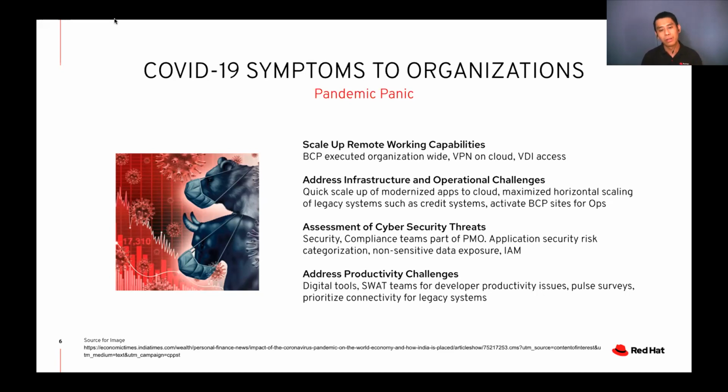Number one, BCP for ops was executed. There was a sudden demand for VDI and remote access because all of a sudden we were all working from home. We needed access to our systems in the office. IT ops still had to do day two manageability on the systems, and they were all being stretched in the end. Businesses have to scale to react quickly to the demand.